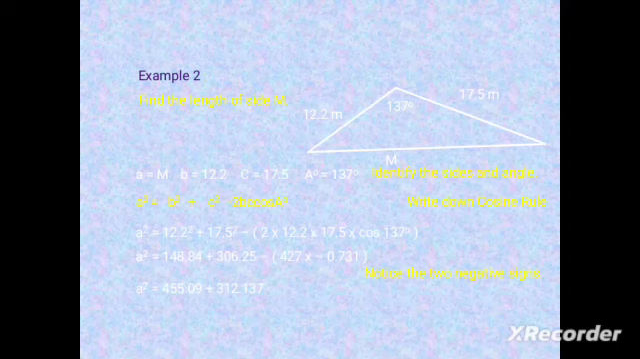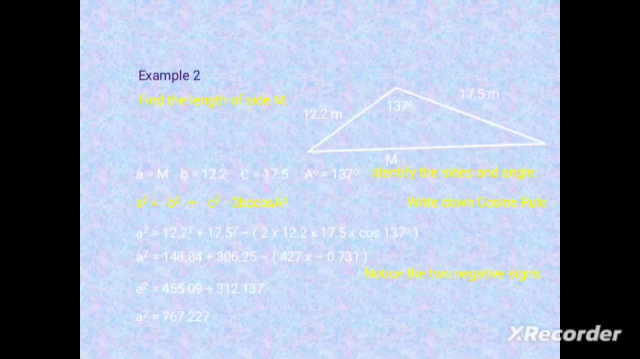And therefore we do the substitution, and we get a squared is equal to 12.2 squared plus 17.5 squared minus, in brackets, 2 times 12.2 times 17.5 times cos 137. You work all this and you get a squared is equal to 455.09 plus 312.17. You can do this using your calculator.